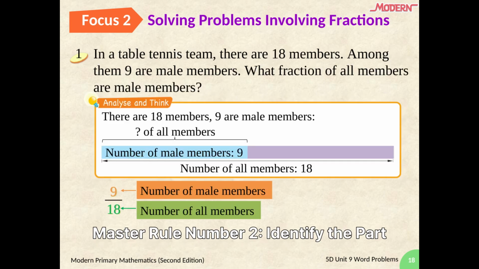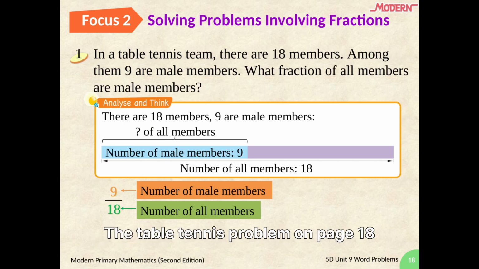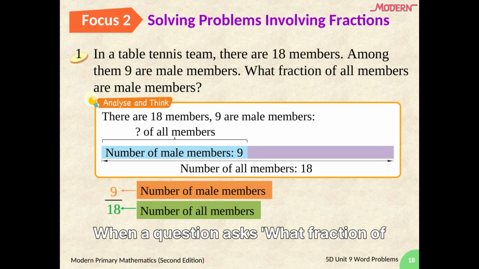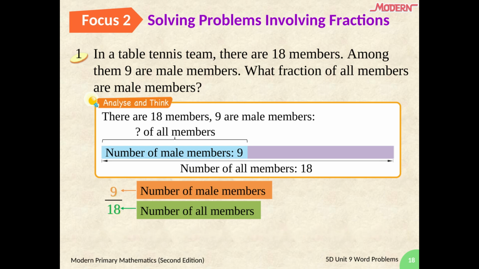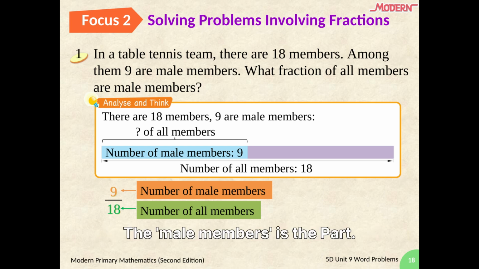Master rule number 2: identify the part and the whole. The table tennis problem on page 18 was the perfect example of this vital concept. When a question asks, what fraction of all members are male? The phrase all members is the whole. The male members is the part. The whole always goes on the bottom as the denominator. The part always goes on top as the numerator. 9/18. It's a structural rule of math.